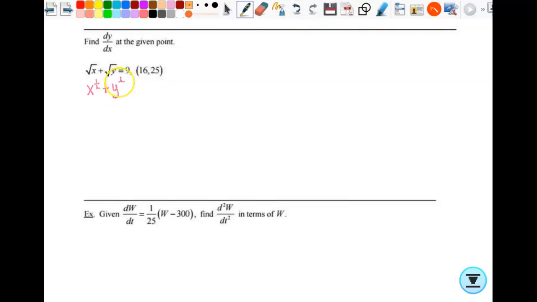I don't know what is wrong with my board. My 2's look nothing like 2's, but it won't let me write correctly.